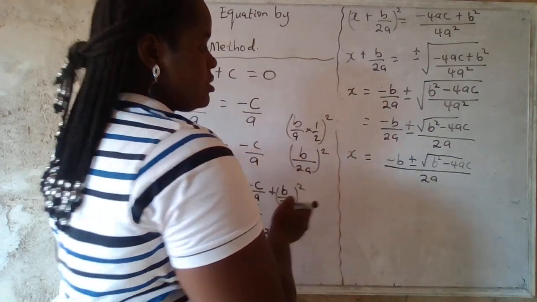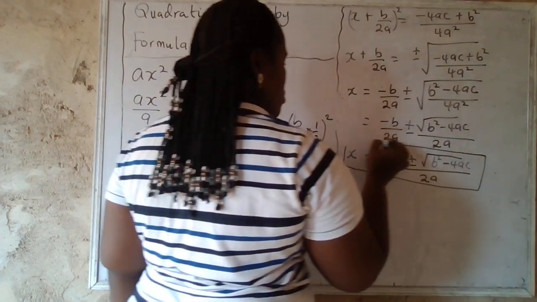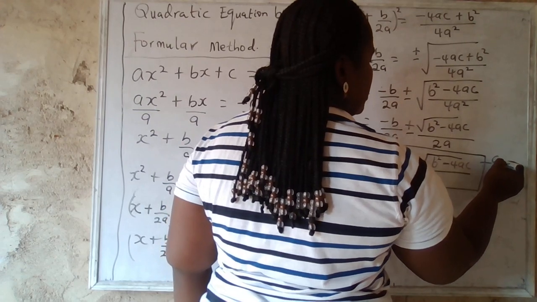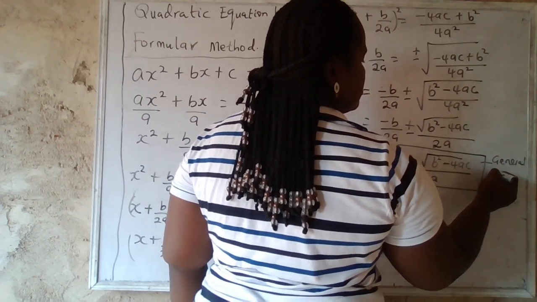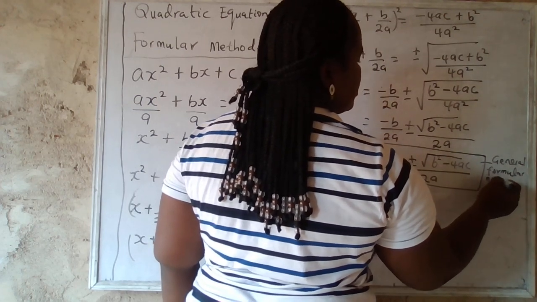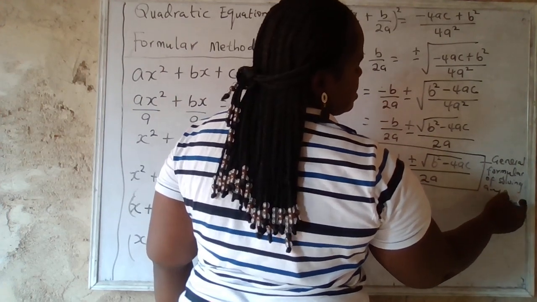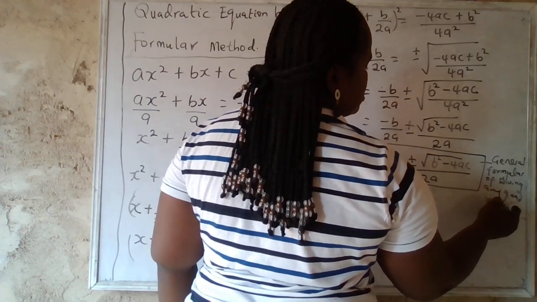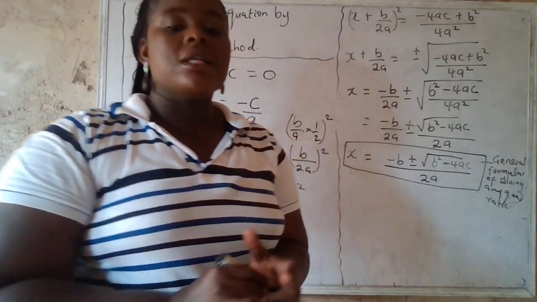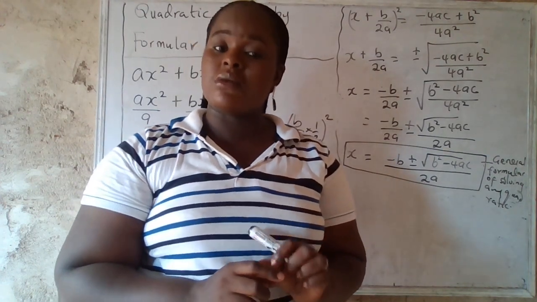So this is what we refer to as the general formula of solving any quadratic equation. It becomes obvious to see that the general formula actually came from our completing the square. That is how important the completing the square method is.